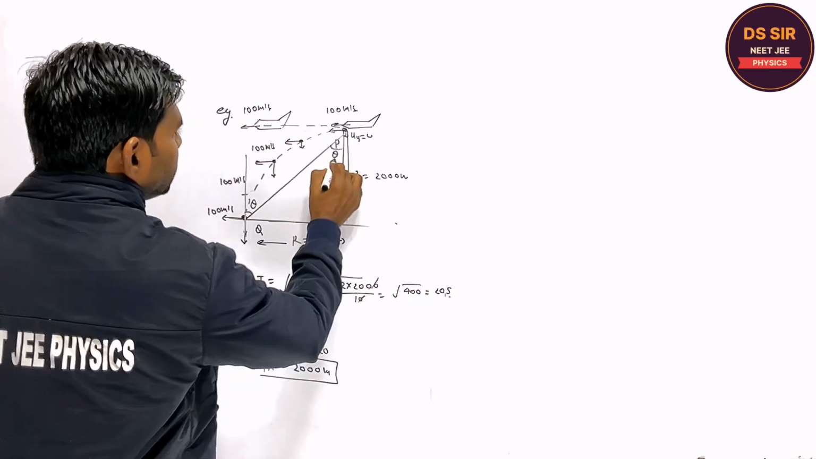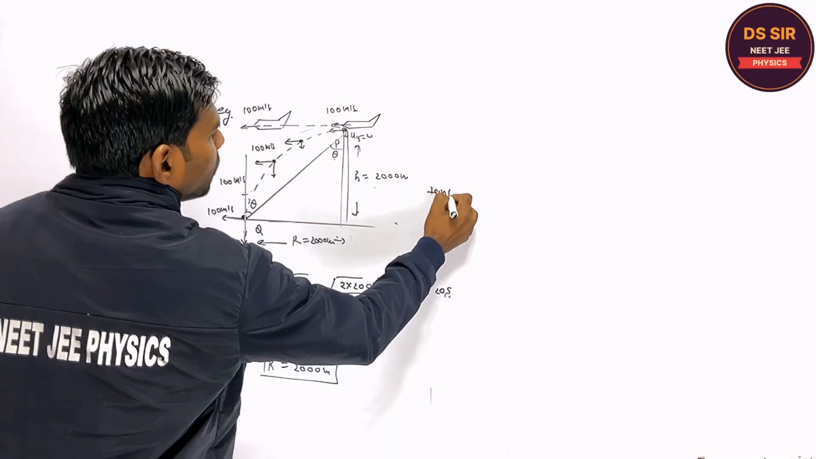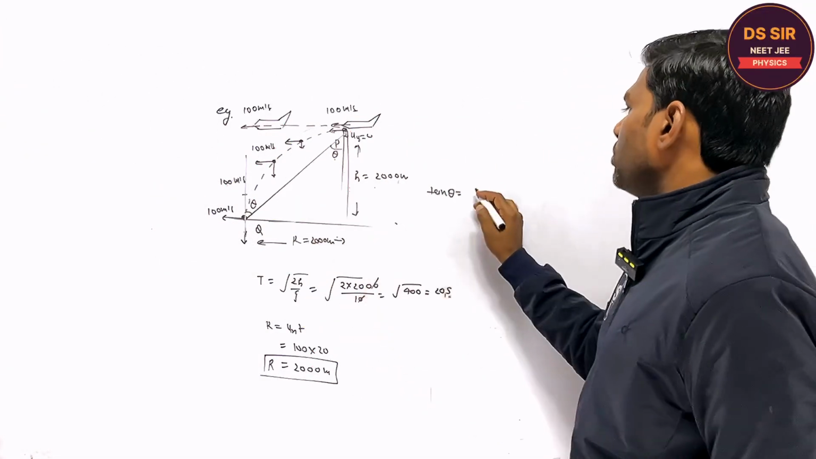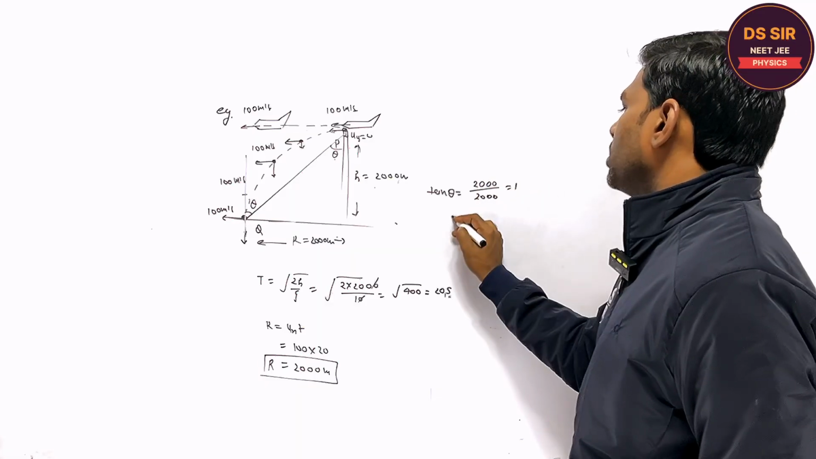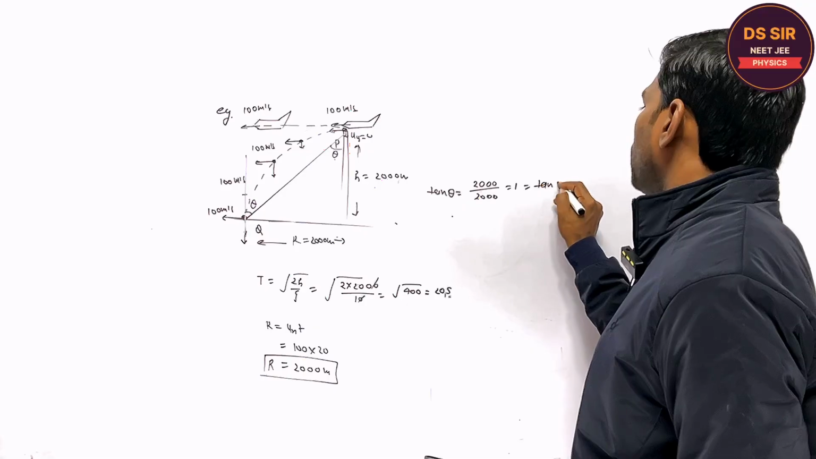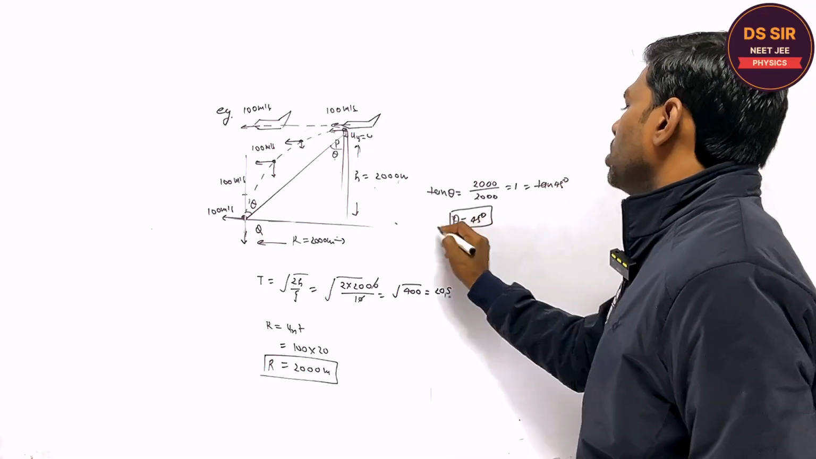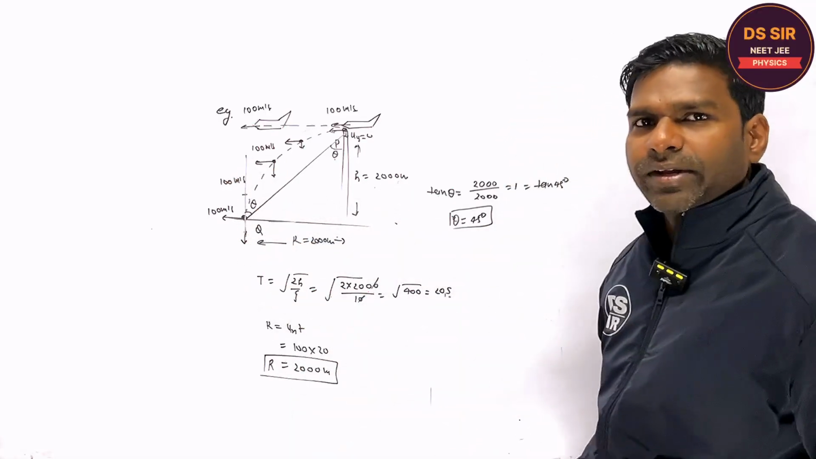Fine. So if this is theta, what can we apply? We can apply tan theta. Tan theta is equal to what? Perpendicular upon base. It is equal to 1. So tan theta is equal to 1 is equal to what? 45 degree. So theta is 45 degree. So the angle made by this line with the vertical is 45 degree, right?